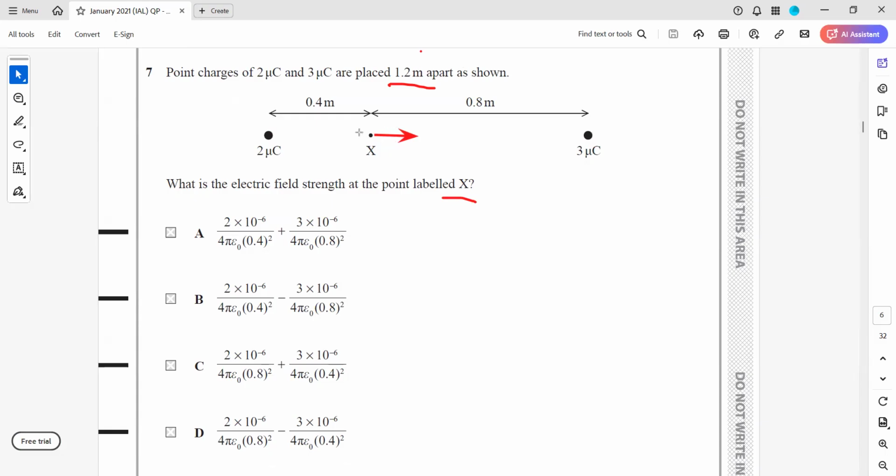The electric field direction for the 2 microcoulomb charge is towards the right, and for the 3 microcoulomb charge it is toward the left. So they are in opposite directions. If the two electric fields are in opposite directions, how should we get the result? We should subtract. To get the resultant of the two, we subtract.